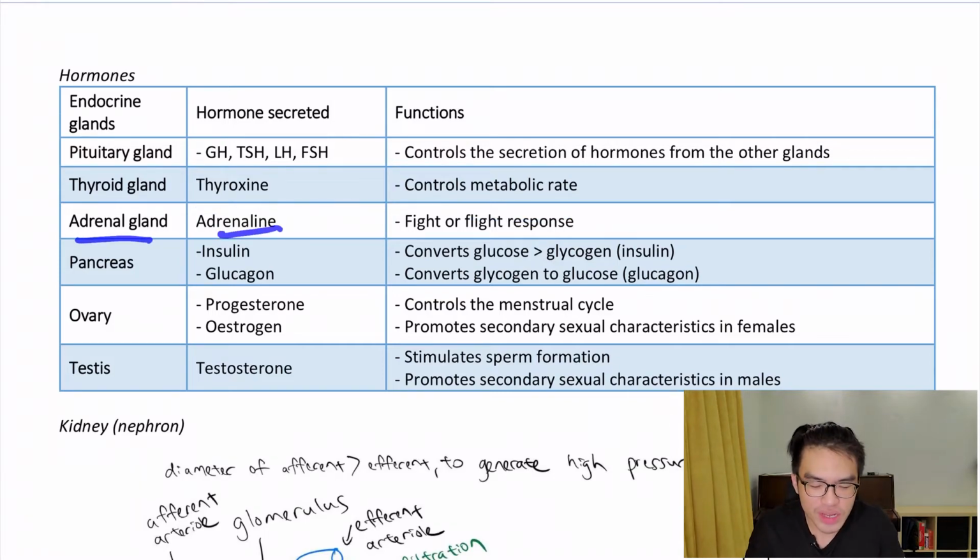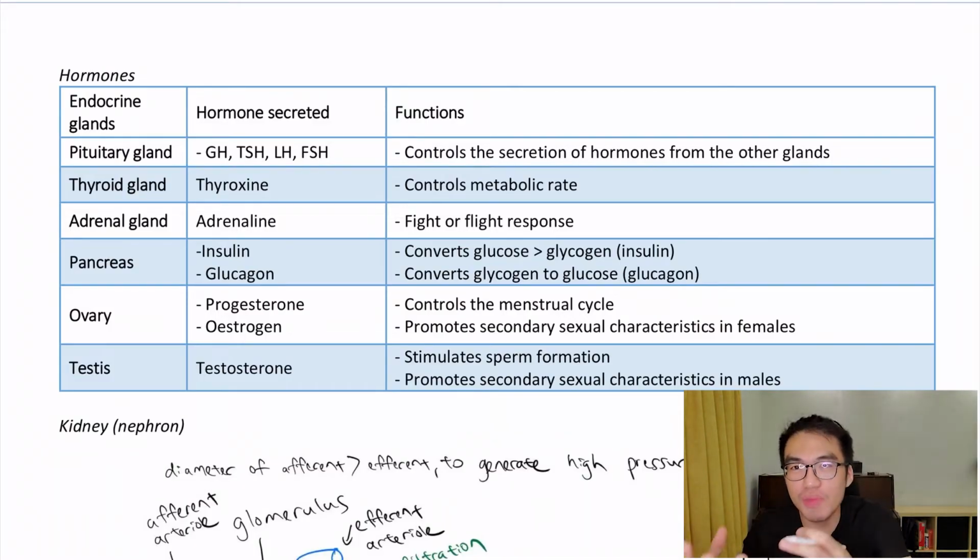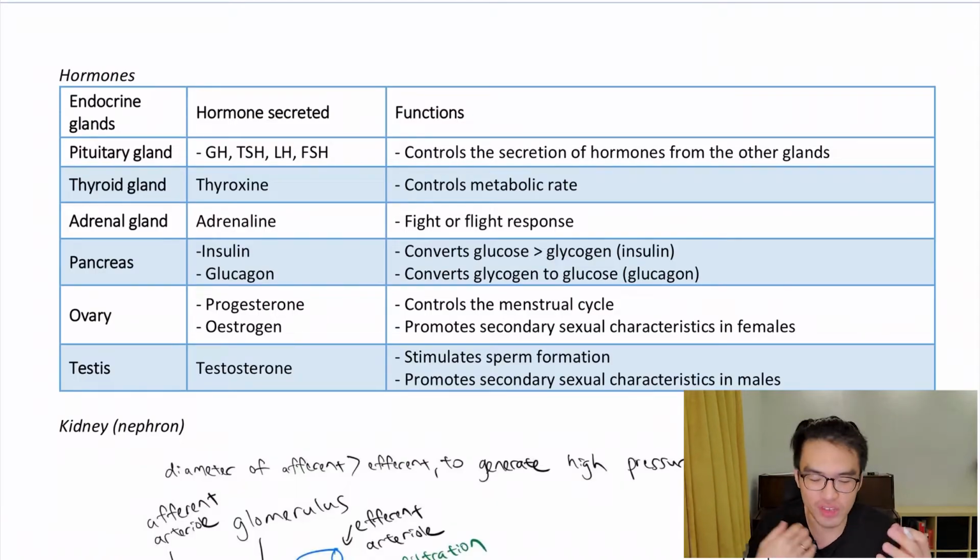Adrenal gland will secrete adrenaline. This is for your fight or flight response. It will make your heartbeat increase, your breathing rate increase, more glucose shipped into your cells. It will make you run faster. This is to avoid from danger as well.